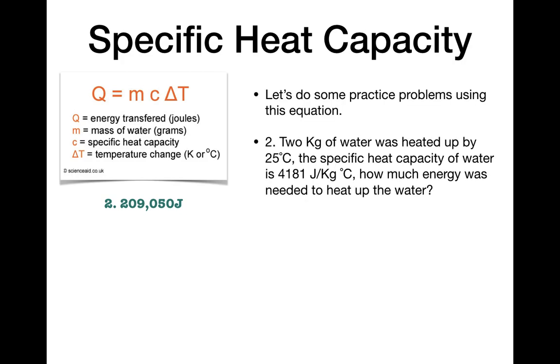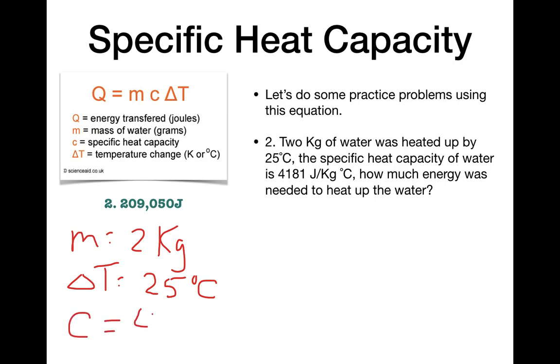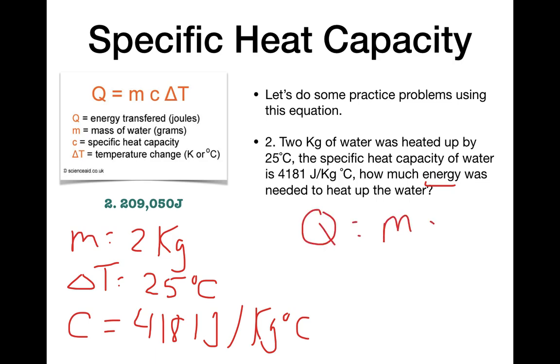Now, if you got the second one incorrect, here's the answer for the second one. In this case, I have a mass of 2 kilograms of water. My delta T is 25 degrees Celsius. My heat capacity is 4,181 joules per kilogram degrees Celsius. How much energy? So formula, Q equals mc delta T. Put my values in, and again, you should put the units, but I'm not going to because I don't have space in my little tiny iPad to write this small enough.